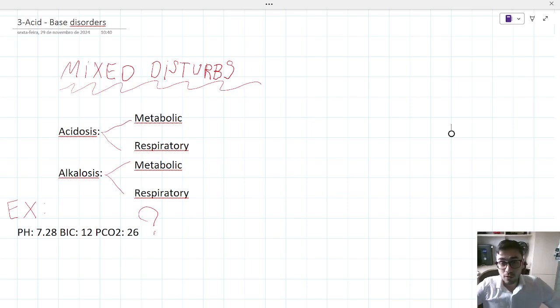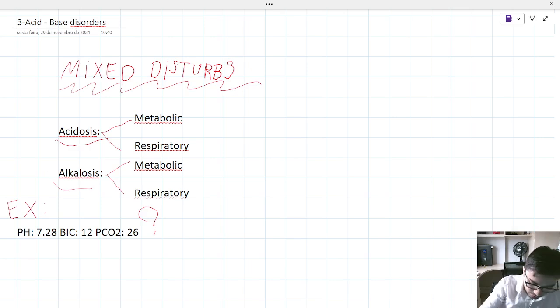And so, first of all, today we are here to talk about the mixed disturbs or the mixed disorders, okay? We can have acidosis, like we told, we can have alkalosis from different sources. We can have from the respiratory, we can have respiratory and metabolic, okay? Remembering that metabolic will come from the kidneys, okay? The kidneys regulate the concentration of bicarb in our body, okay?